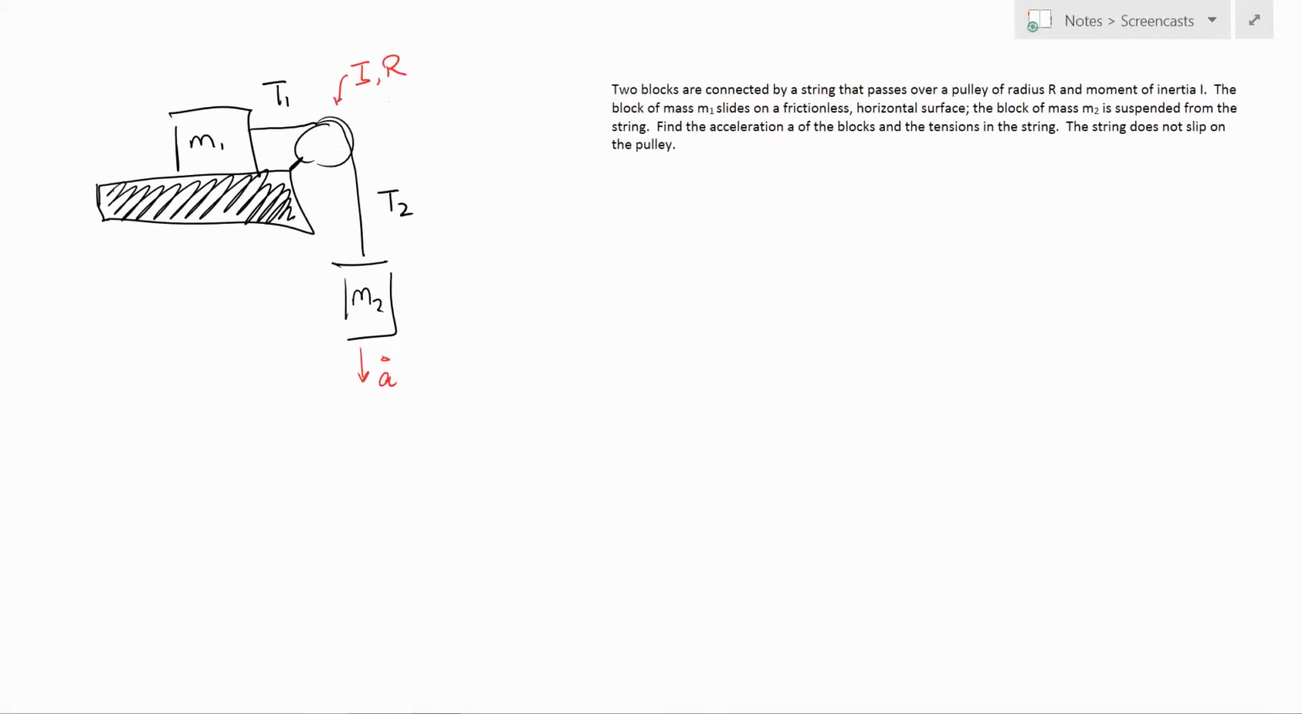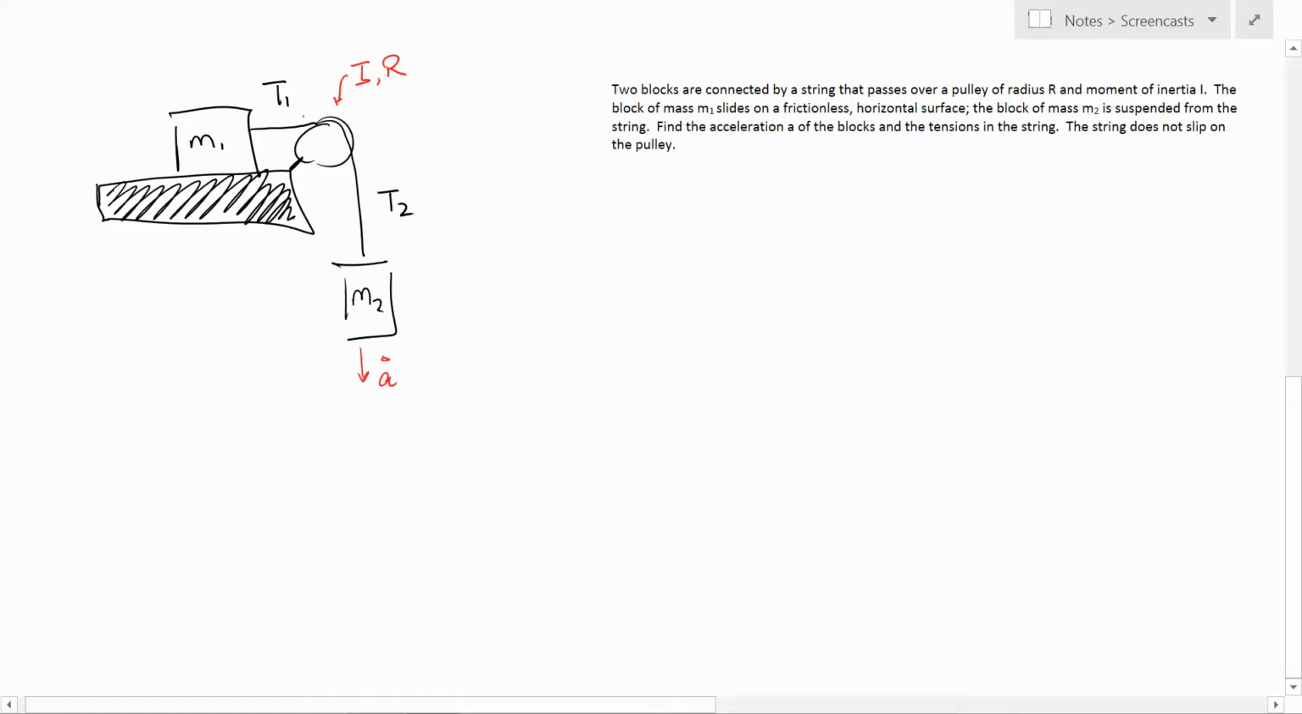It's a pulley problem, everyone's favorite kind of problem in the world. So, two blocks are connected by a string that passes over a pulley of radius R and moment of inertia I. The block of mass m1 slides on a frictionless horizontal surface. The block of mass m2 is suspended from the string. Find the acceleration a of the blocks and the tensions in the string. We should point out there do have to be tensions, two different ones, because the pulley has to spin.